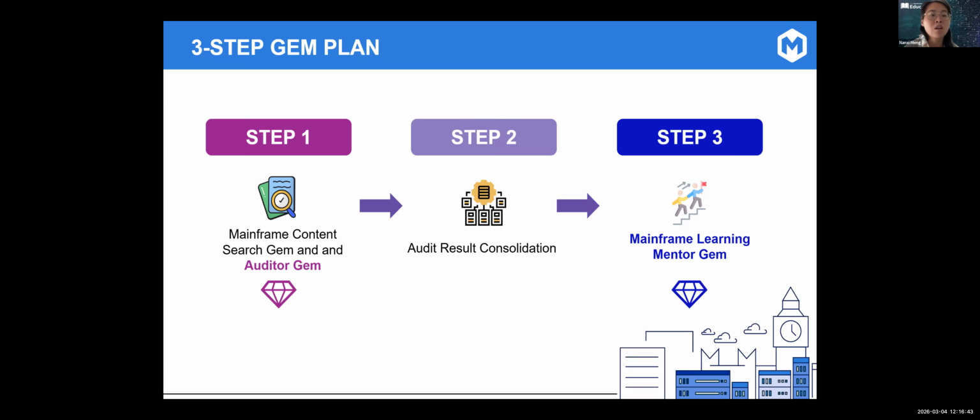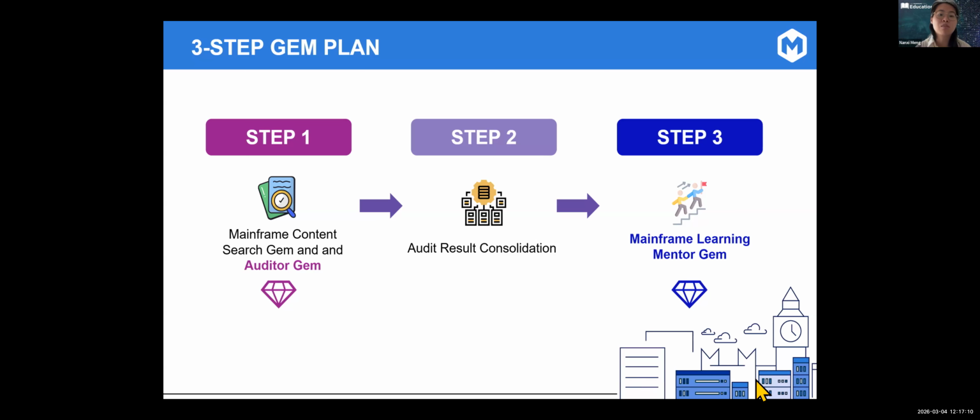Also, at the end of my part of the gem plan explanation, you might want to have one or several questions ready. You may want to ask the learning mentor anything about mainframe, just to see how it performs and if it helps you with the information you are seeking or the questions you are seeking to answer.